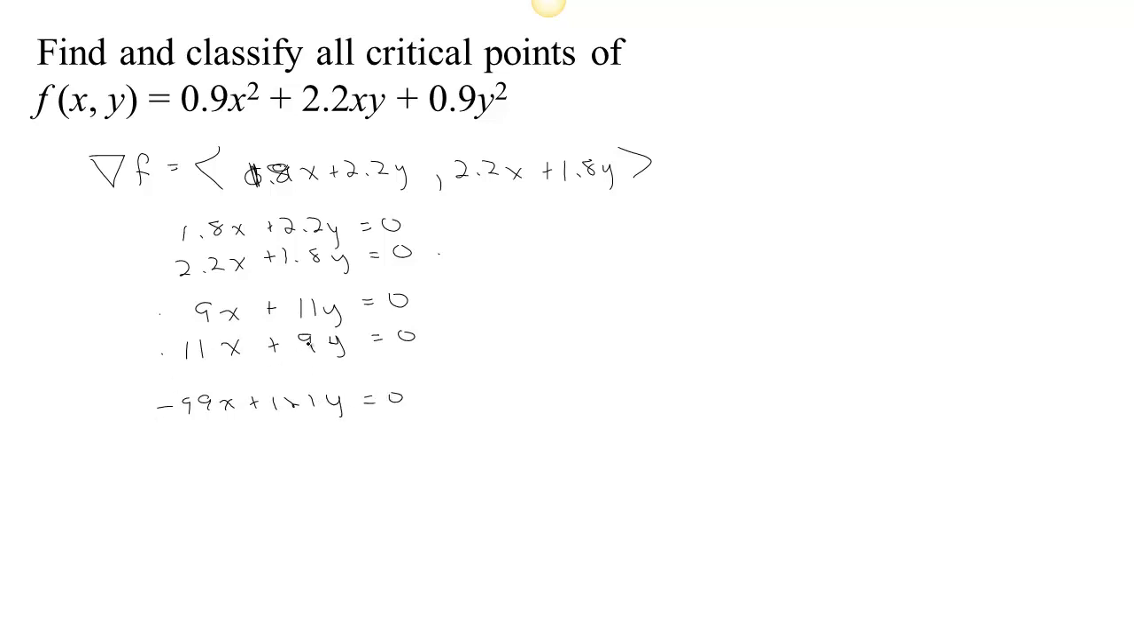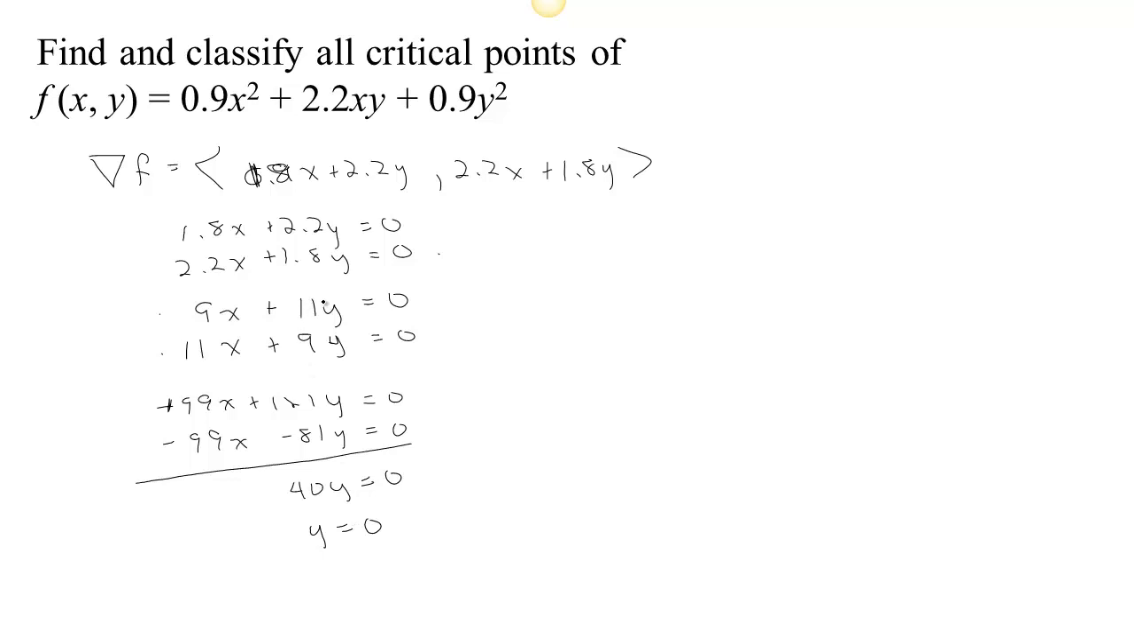Taking negative 9 times the bottom gives us negative 99x, and negative 9 times this would be negative 81y. When I add those two equations, the x's cancel. 121 minus 81 would be 40, so we have 40y equals 0, and therefore y equals 0.